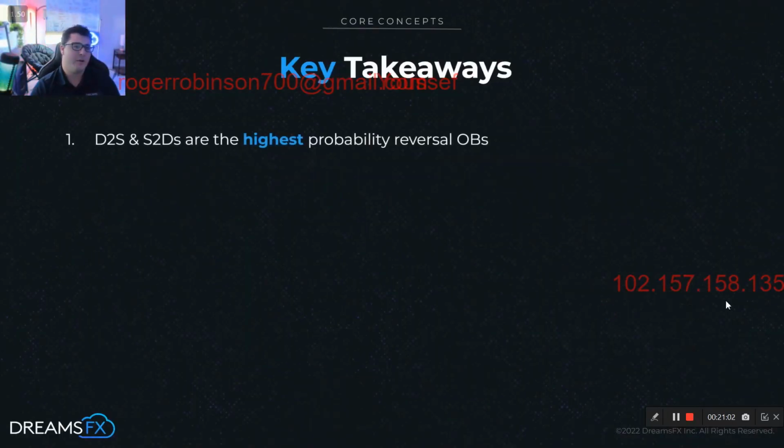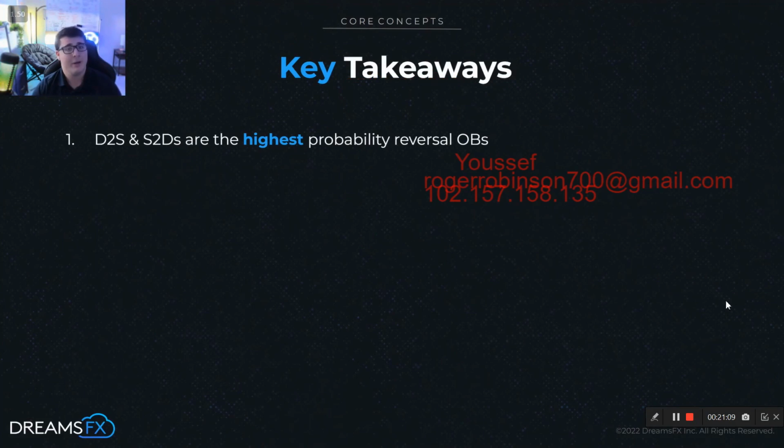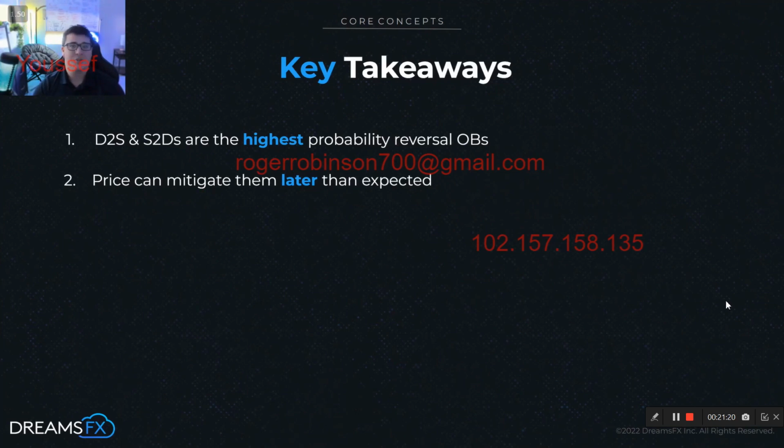Our key takeaways: 1, D2S and S2D decisionals are the highest probability reversal order blocks. As you can see, when price mitigates these, they will oftentimes just run away. But as we've also noticed, they can come back and mitigate later than expected. What we can expect is maybe we have an order block that's mitigated and it missed our D2S. Do not worry. If that happens, that's just further confirmation that later on our D2S will still come back to get mitigated.